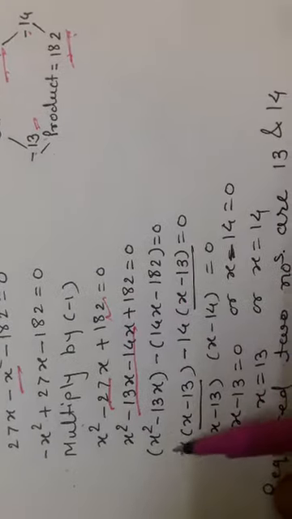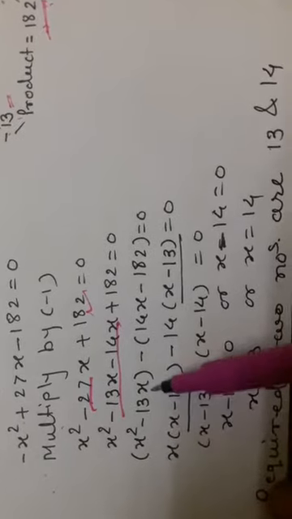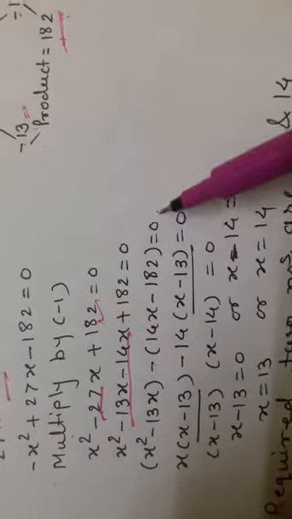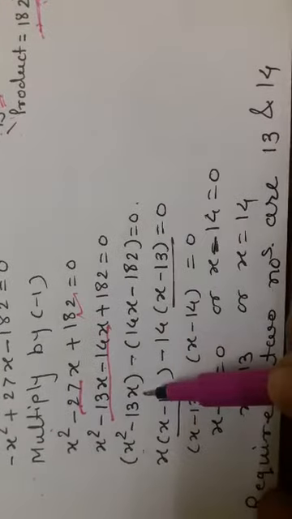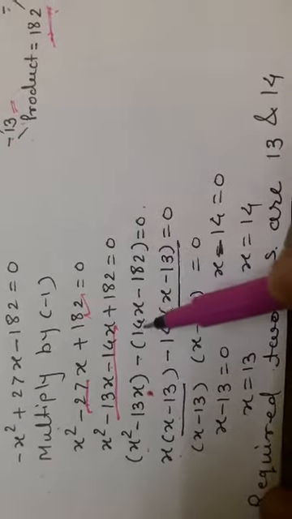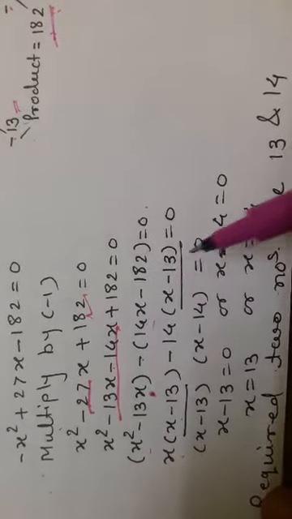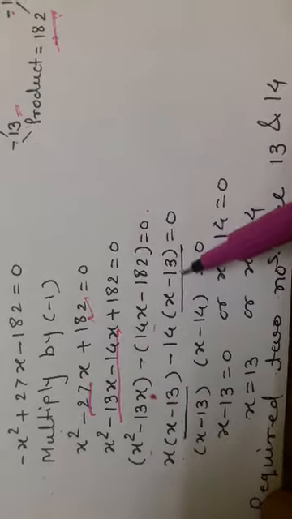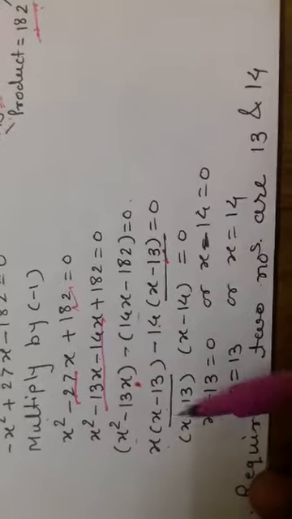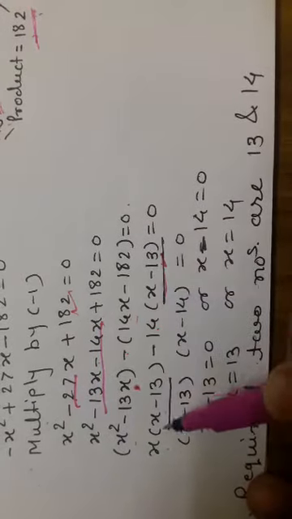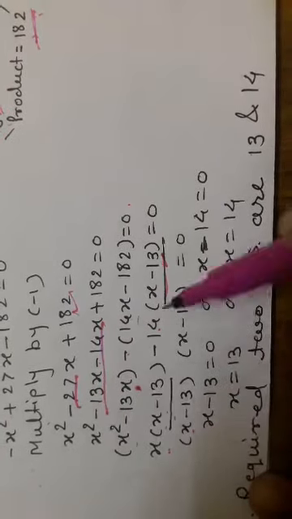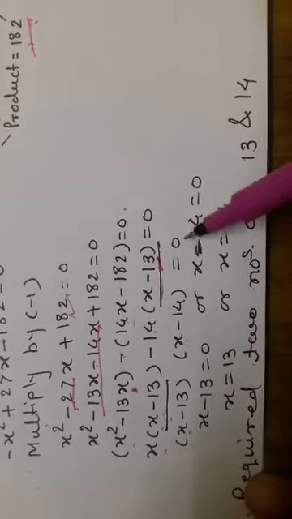So here four terms are there. Again we will do the grouping: x square minus 13x, minus sign is common, 14x minus 182, which is equal to 0. From the first bracket x is common, x minus 13. From the second, 14 divides 182 and after dividing we get 13. So 14 is common, x minus 13 is equal to 0. x minus 13 is common from both terms, so we write x minus 13, and what is left, we write in the second bracket, x minus 14 is equal to 0.